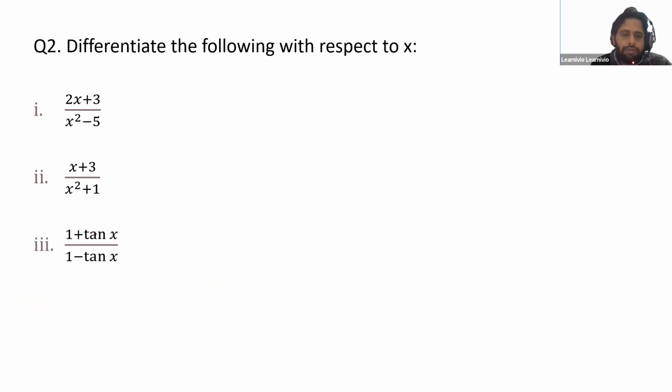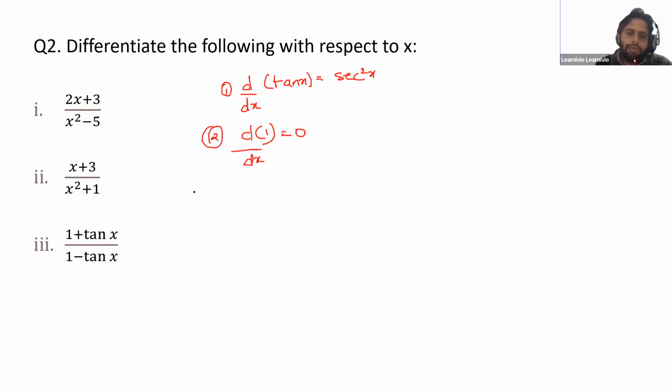Okay, Yusra, then you can start with the third question, okay? I will give you the formula for the derivative of tan x. This is equal to sec square x. And for the constant, I have already told you that the derivative of a constant is 0. Okay, please use these formulas, apply the quotient rule, and try to solve this question.